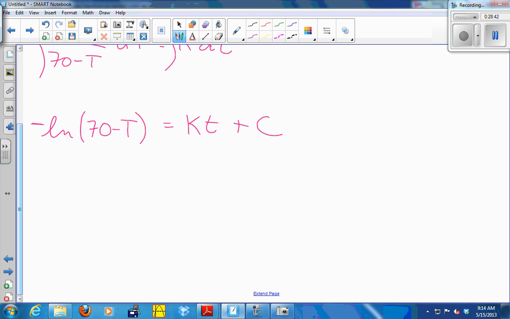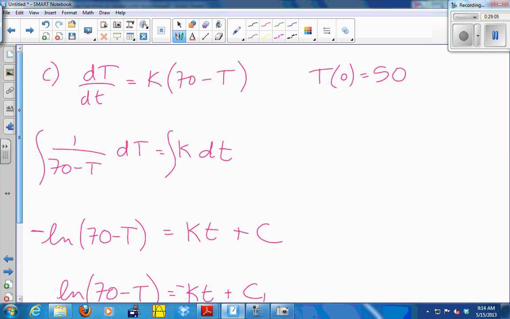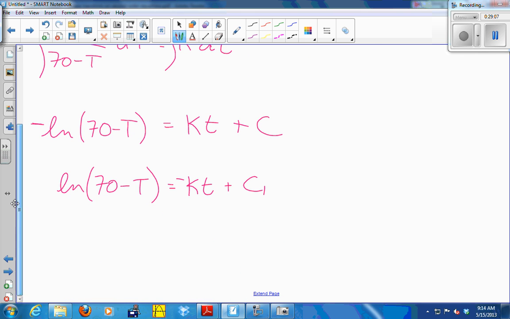So I'll move the negative over. That's an easy move. I could call it a different k, but I want to use the k that was in my original equation. I'd like to know what that is. So I'm going to keep it the same.